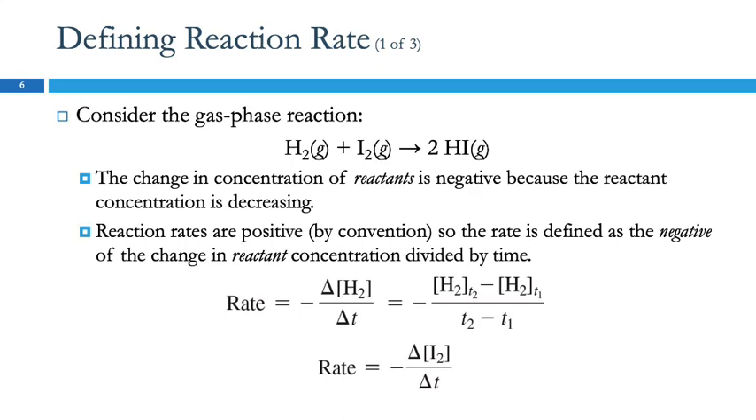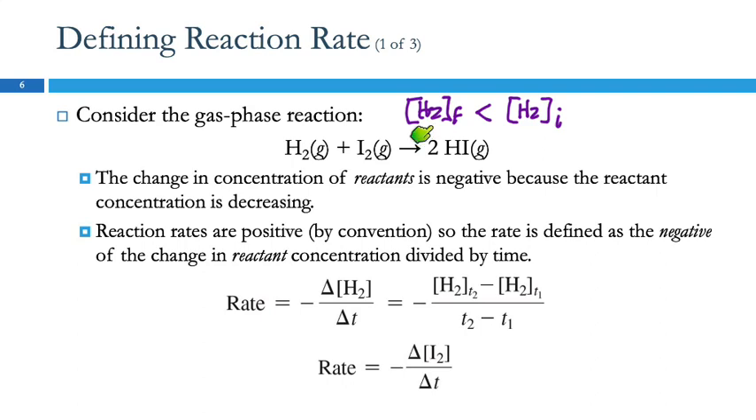So let's look at this reaction. It's in the gas phase. So we have 1 molecule of hydrogen reacts with 1 molecule of iodine to form 2 molecules of hydrogen iodide. If we look at the concentration of hydrogen as the reaction proceeds, the concentration is going to go down, right? So that means that the concentration of hydrogen, the final one, is smaller than the concentration of hydrogen initially.